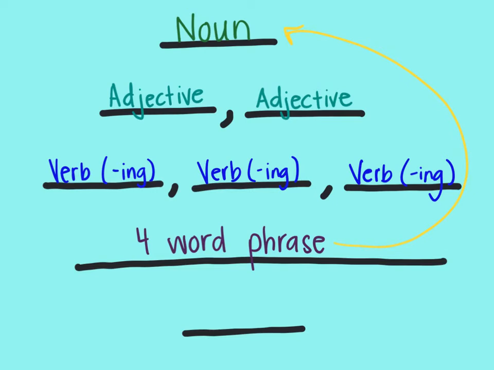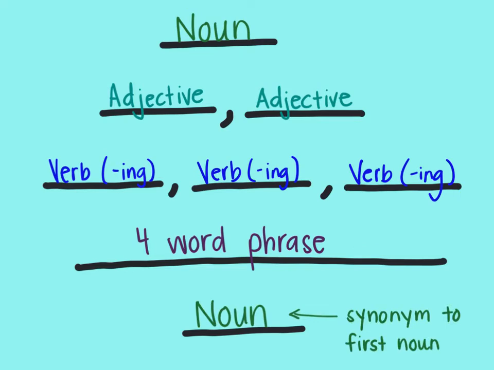Now there's one more line. On that last line, we write another noun. But this noun has to be what's called a synonym to the first noun, which means that the nouns pretty much mean the same thing.